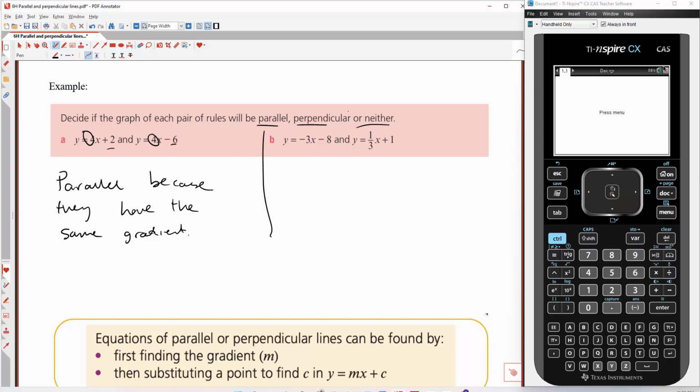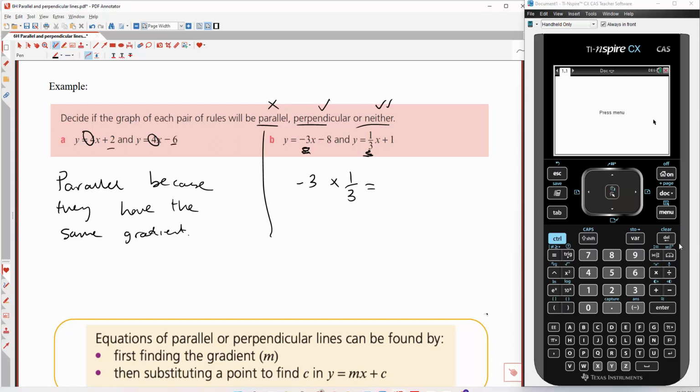So for this one here, you can see that they don't have the same gradient. This graph has a gradient of negative 3, and this graph has a gradient of 1/3. They're definitely not parallel, so I'm going to check whether they're perpendicular, and to do that I multiply the gradients together, and if the answer is negative 1, it means they're perpendicular. If it's something other than negative 1, we're going to select this option here, which is neither. So let's find out. Negative 3 times 1/3 equals.